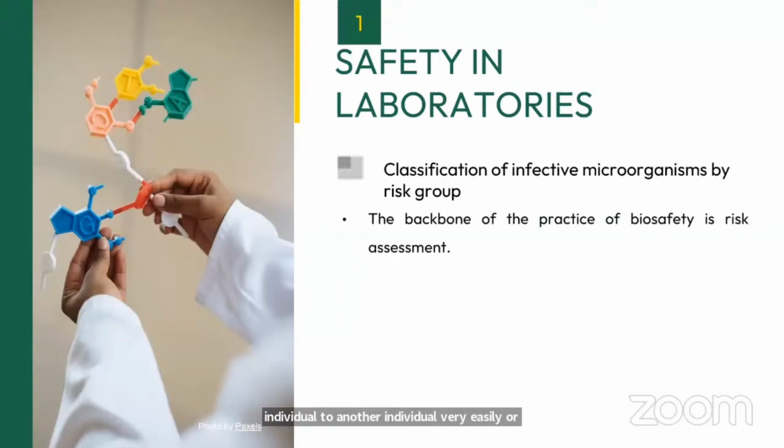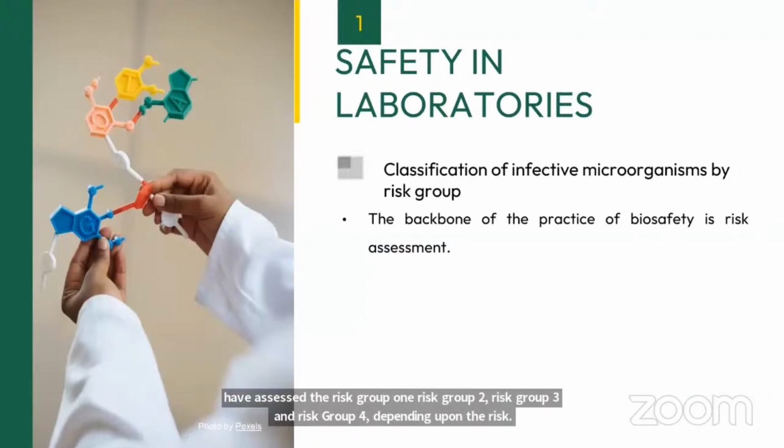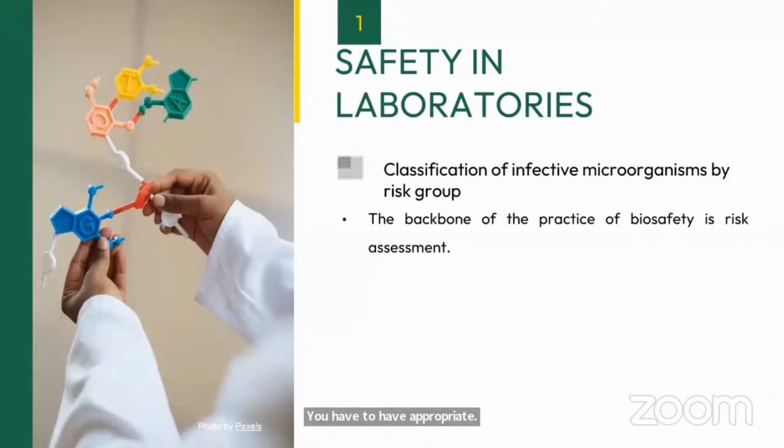The backbone of the practice of biosafety is the risk assessment. So you have to assess the risk. Here we have assessed the risk: risk group 1, risk group 2, risk group 3 and risk group 4. Depending upon the risk, appropriate measures or practices should be followed.